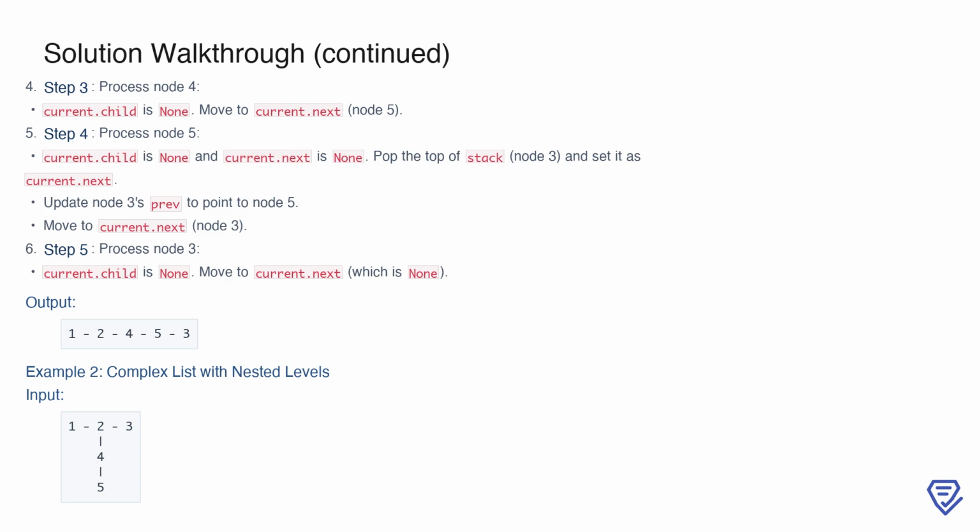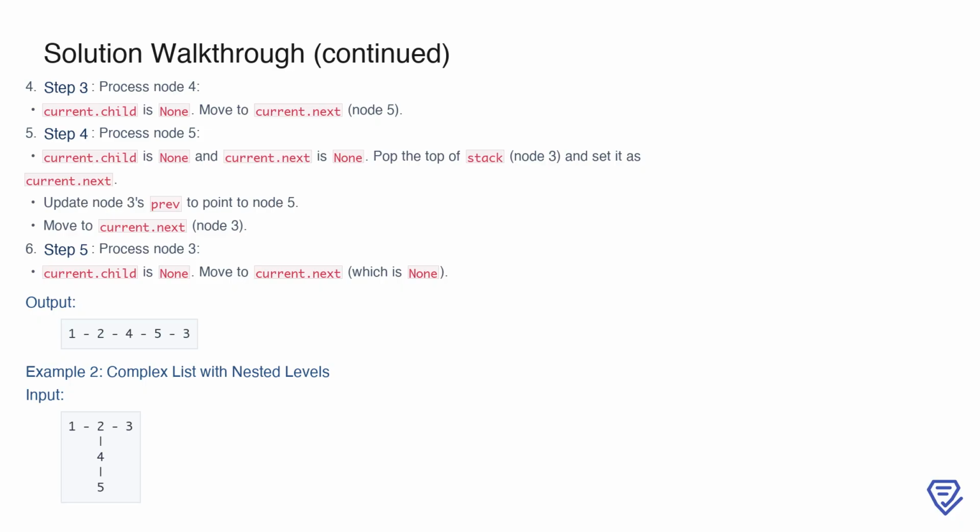At node 5, both current.child and current.next are none, so we pop the top of the stack, which holds node 3. This node is set as current.next, and we also update node 3's previous pointer to point to node 5. We then move to node 3, which is now current.next. Finally, at node 3, we confirm that current.child is none and proceed to current.next, which is none, completing the traversal. The flattened list is now 1, 2 to 4, 5, 3.